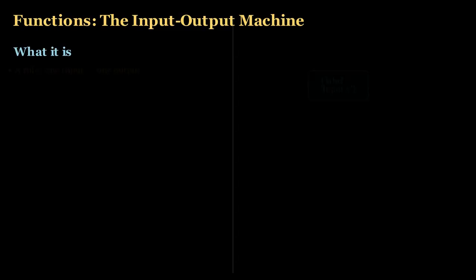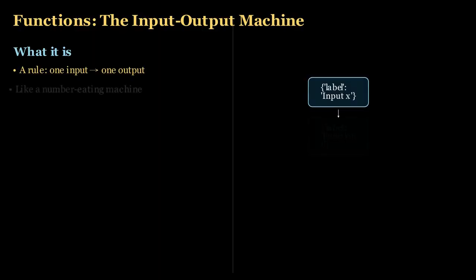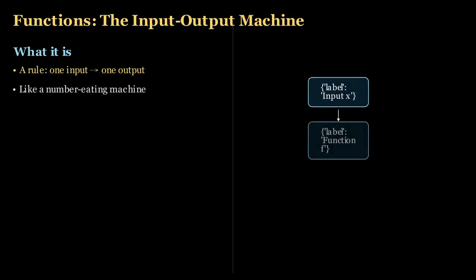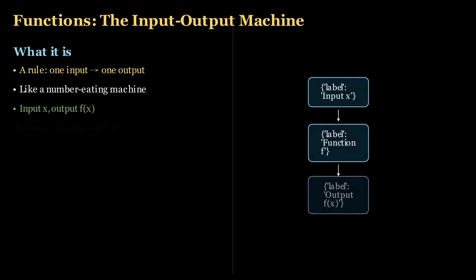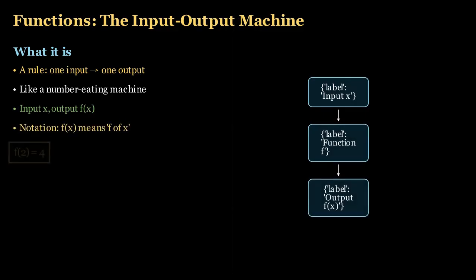Imagine a machine that eats a number and spits out exactly one new number. You feed it a 2, it gives you a 4. Feed it a 3, it gives you a 9. That machine is a function. We give the input a name, usually x, and the output we call f of x.